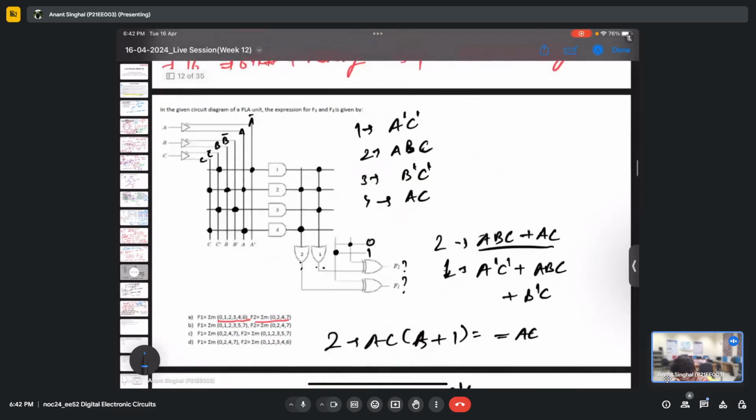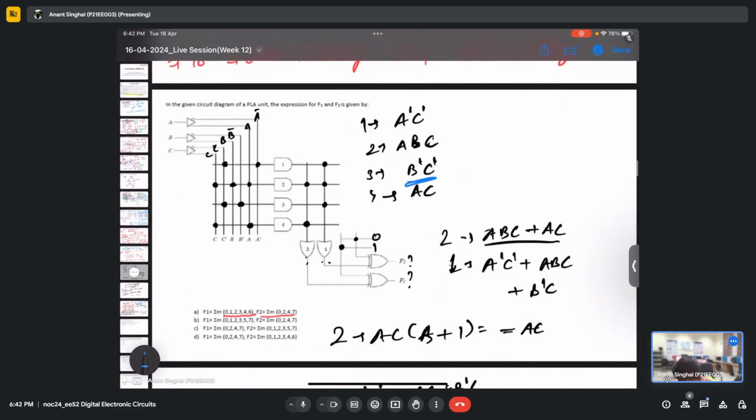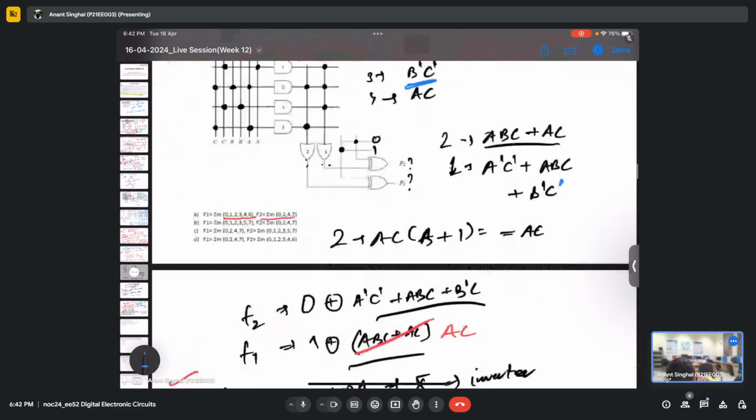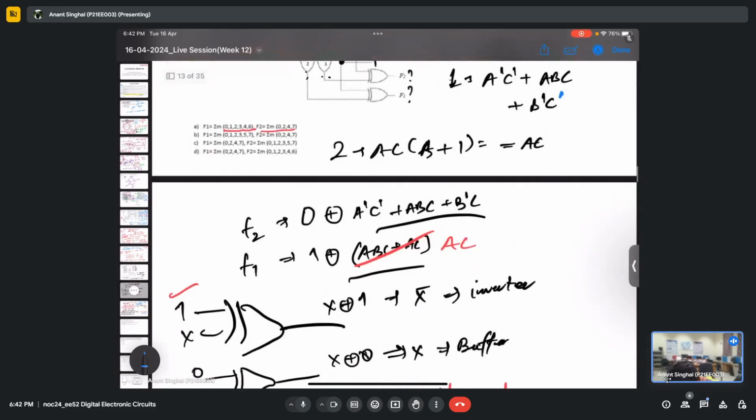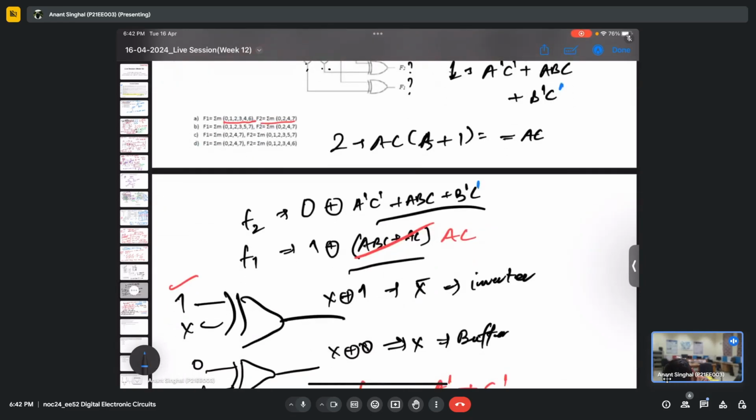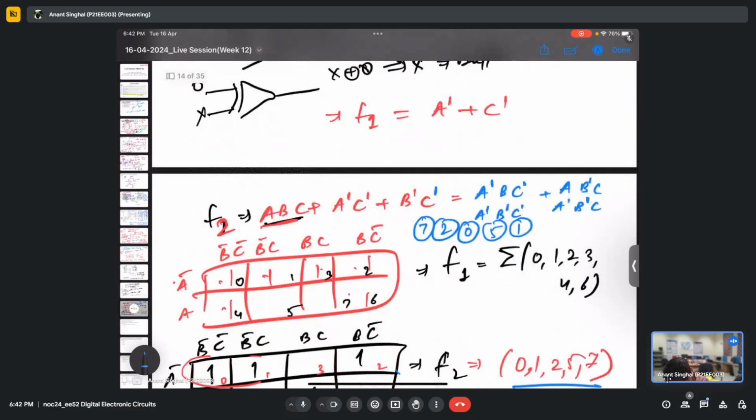Let me quickly recheck. Oh, this was B complement, C complement. Okay, so this was A complement. That is why no option was matching. I did not check it earlier. So A complement, C complement was this, and B complement, C complement was this.